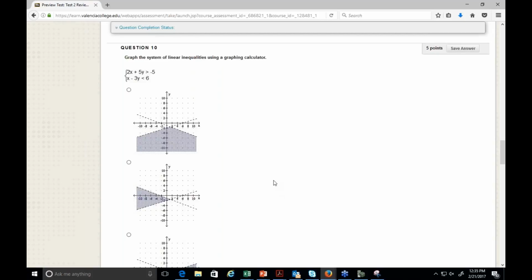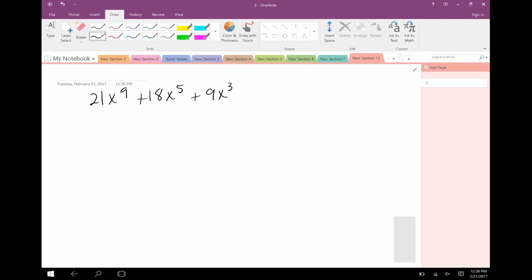And then to graph a system, you would do the same thing, but for two different inequalities. You would set them both, isolate y, then you would graph each one, and then you would use your options to shade whichever way you wanted to.